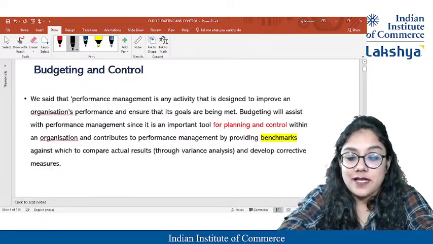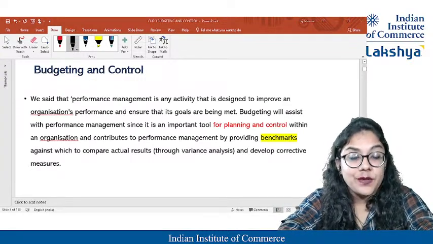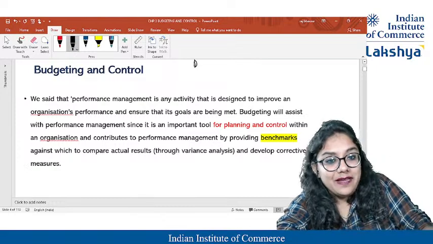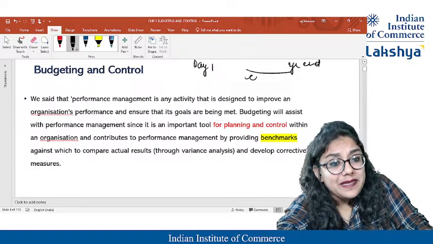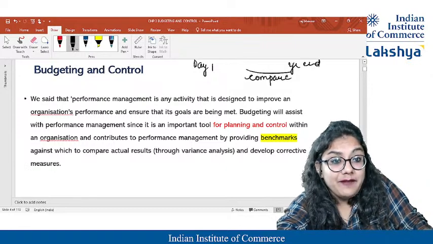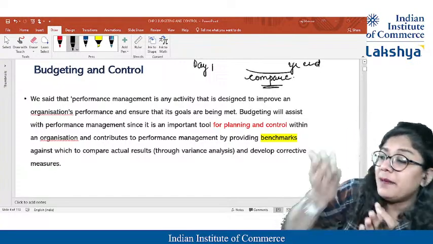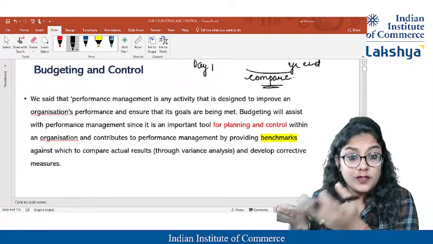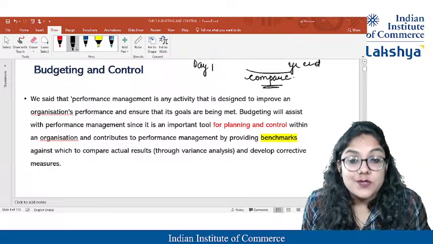So, okay, students, now whenever we do budgeting, what do we have to do first? Day one, year end. What are we doing, guys? We are comparing it. Yes, I have to compare it. I have to set a benchmark. Arey Baba, this is what I want. This is what my targets are.